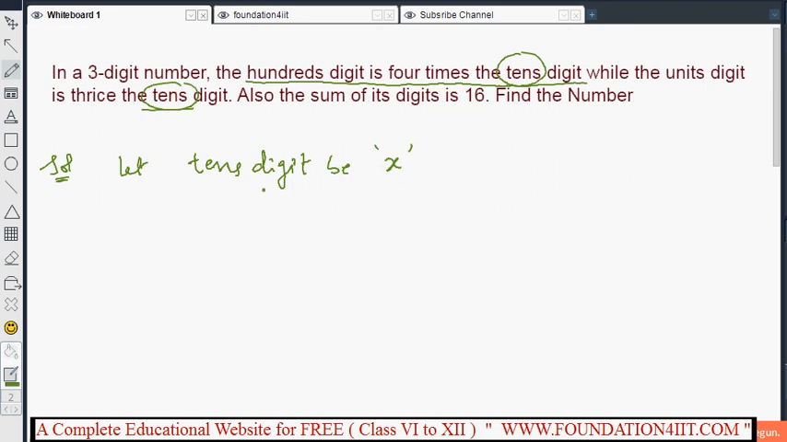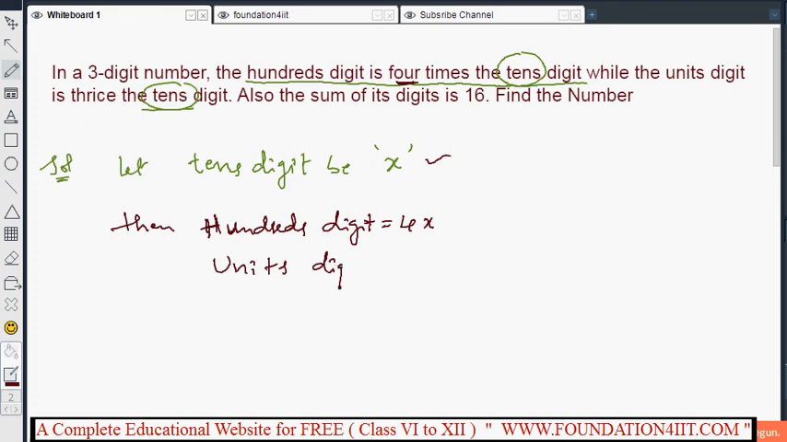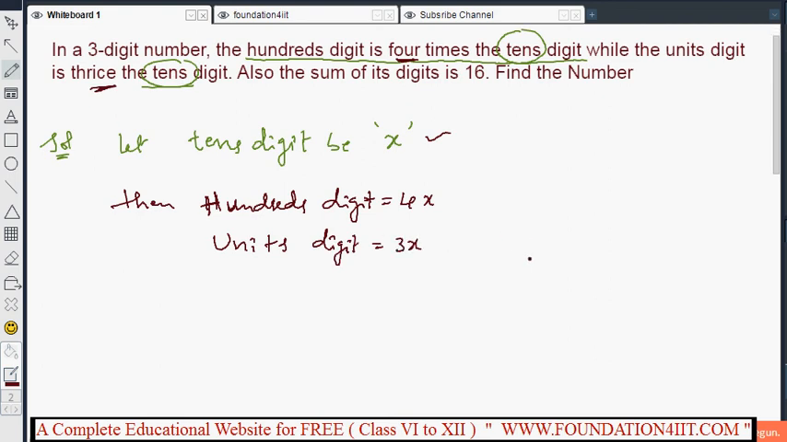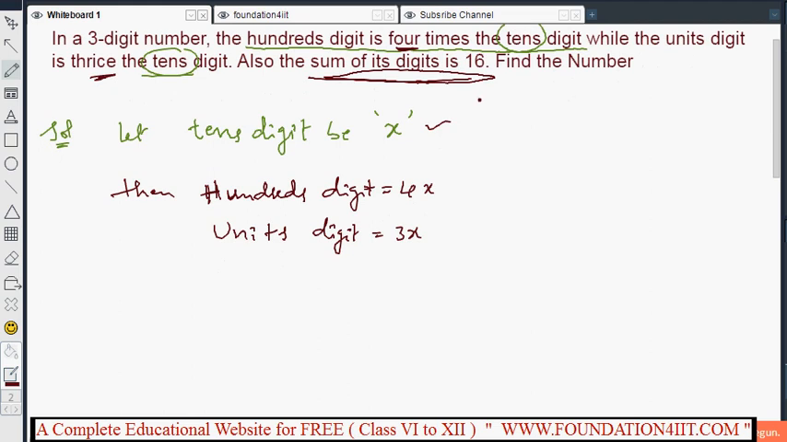Then according to the given conditions, we can write the hundreds digit as well as the units digit. The hundreds digit is 4 times the tens, so that is 4 into x, because the tens is x. So 4x. And the units digit is thrice, thrice means 3 times, so that is equal to 3x. Okay, simple. Now the final condition is the sum of its digits is 16. So we need to add all to make it 16. Therefore x plus 4x plus 3x is equal to 16.